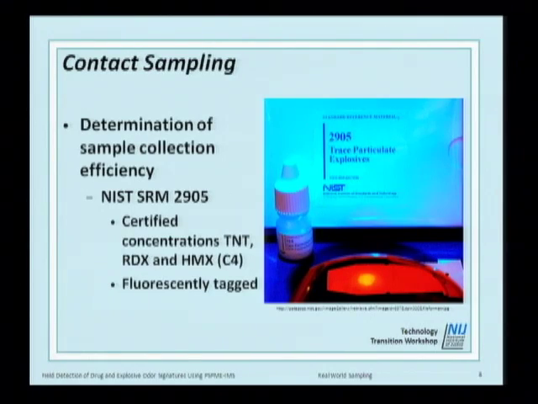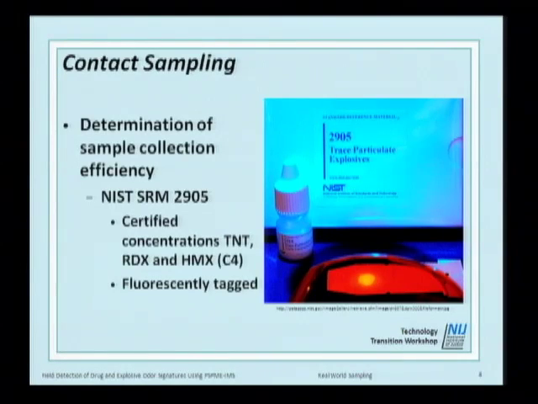So how do we determine how efficient our wipe method is for collecting these samples? Well, NIST recently came up with a standard reference material. It's 2905. And what it does is two-pronged. First, it provides you with a known concentration of TNT and C4, which is mainly RDX and HMX. So to begin with, we know the mass of that explosive that is incorporated into these particles. And you'll be working with these later on today.